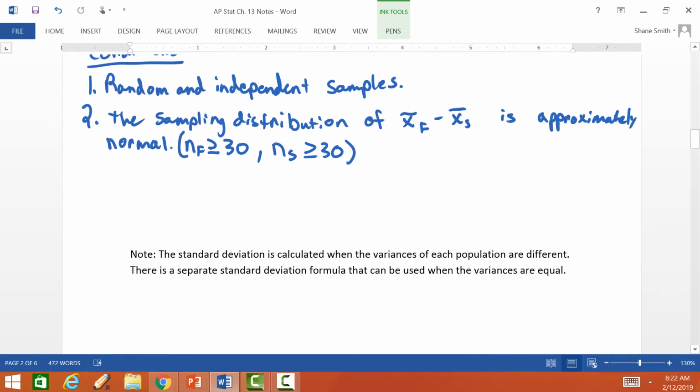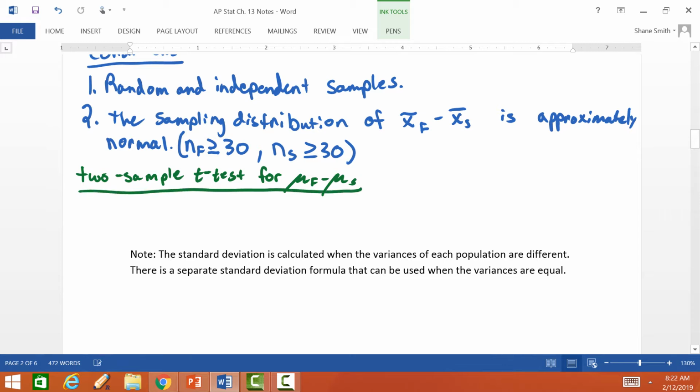Okay, and now we have to name our test. So this is a 2-sample t-test for mu sub F minus mu sub S. And naming the test is very important. Okay. And then we have a t statistic, because we are talking about means. So remember, when you have a t statistic, you talk about means. Remember that mean Mr. T is what we go with there.